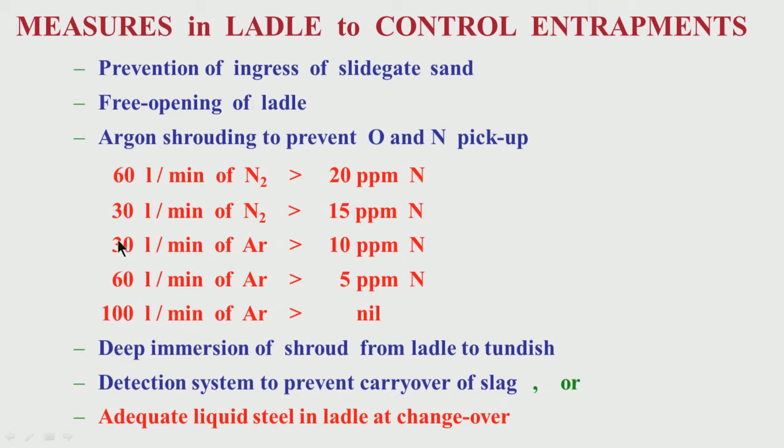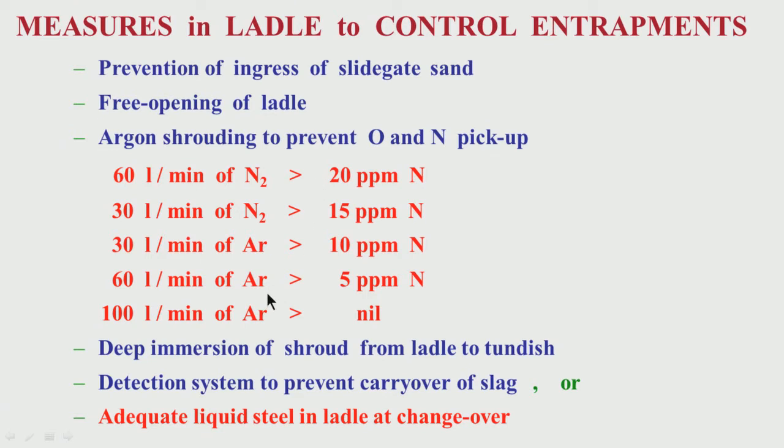Now, if you use, instead of nitrogen, 30 liter per minute of argon, still a small amount of nitrogen pickup is there, because 30 liter per minute of argon may not be adequate to control air ingress. And if air ingress is there, like oxygen, there will be some nitrogen pickup also. If you use 60 liter per minute of argon, this is the flow of argon. How much argon do we pass? It has been found out by experimentation.